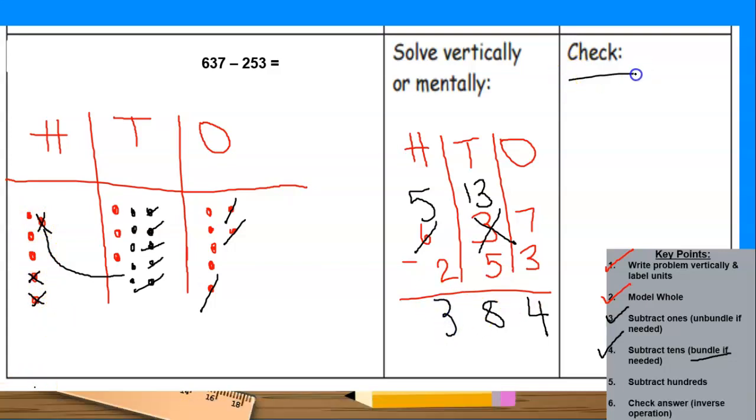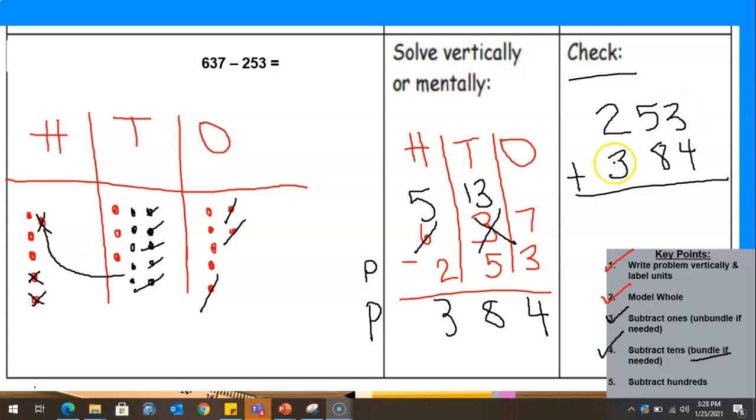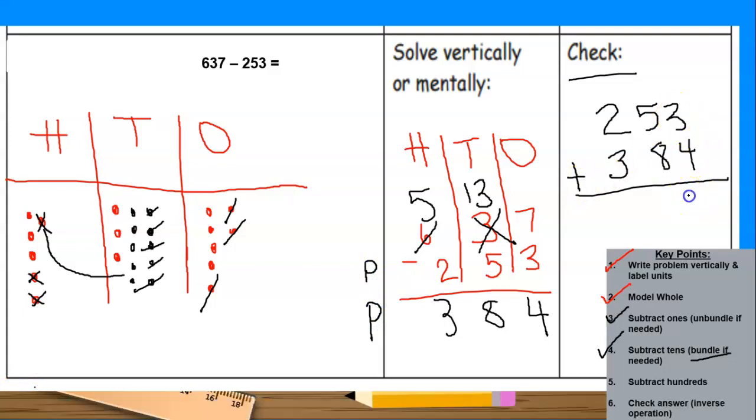Now it's our turn to check our work. That means we add the parts. This is a part and this is a part. Let's see if you get it correct. 3 plus 4 equals 7, boys and girls. 5 plus 8 equals 13. So a 3 goes here and the 1 goes in the hundreds place. And 1 plus 2 is 3, plus 3 is 6. I ended up with 637. That's the whole. So our problem is correct, boys and girls.